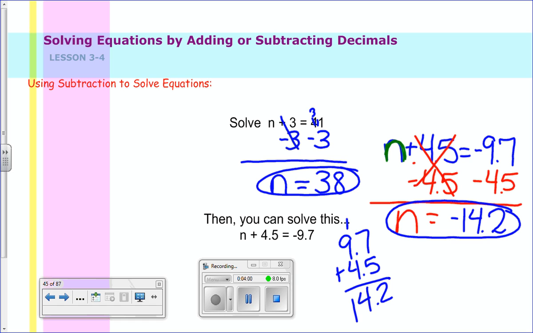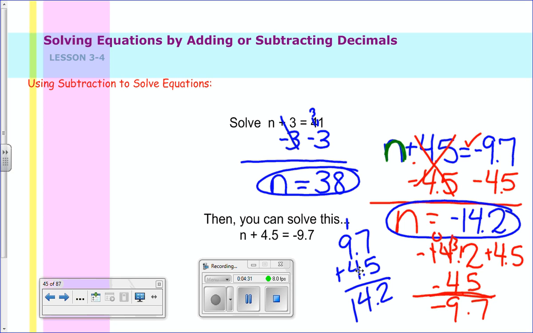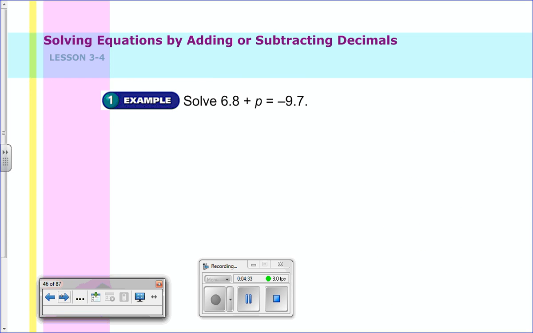What you can do is actually check your answer. I could go back to the original and stick in negative 14 2/10, and then I'm adding 4 5/10. Those signs are different. When you have different signs, you subtract them. So 14 2/10 minus 4 5/10. I get 9 7/10, and 14 2/10 was negative and it was bigger. So I know my equation checks. My answer here is negative 14 2/10.